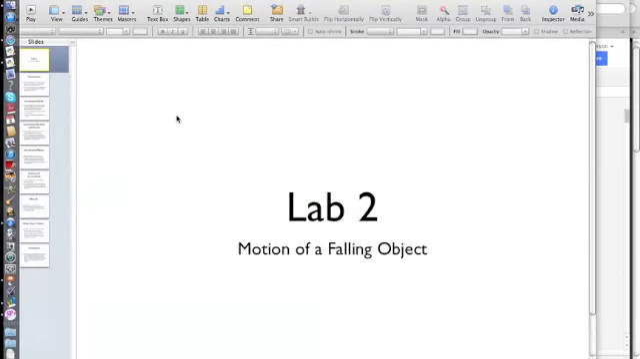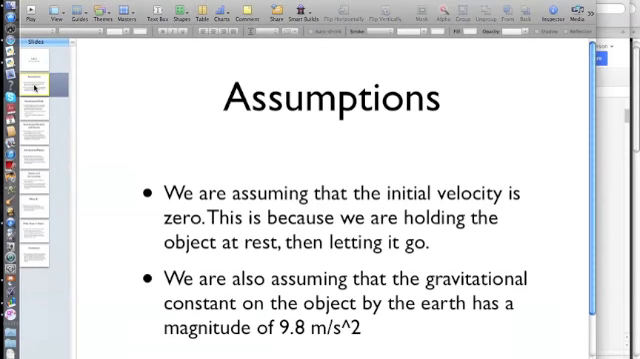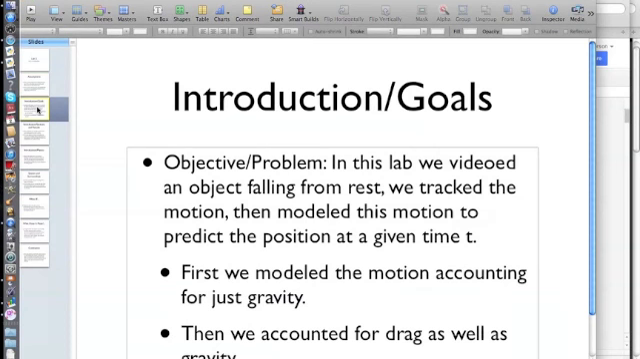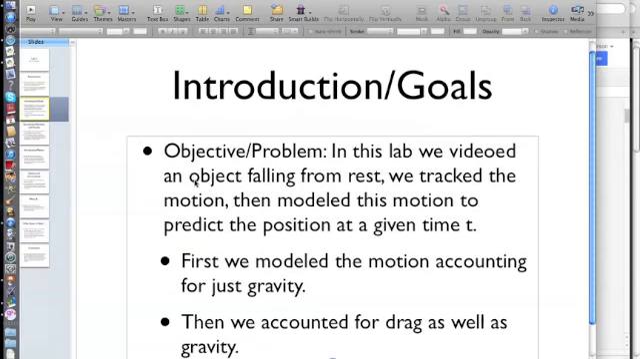Lab 2, motion of a falling object. The assumptions we started with were that the initial velocity is 0, because we are holding the object at rest, then letting it go. We are also assuming that the gravitational force on the object by the Earth has a magnitude of 9.8 meters per second squared. The goals of this lab were to video the falling object.